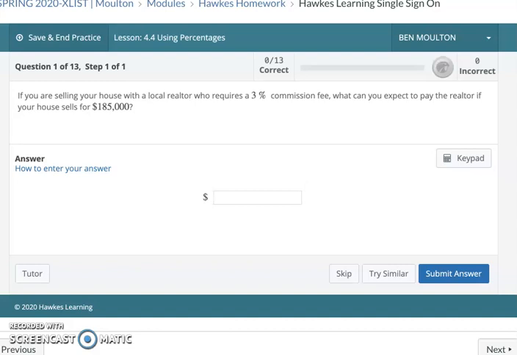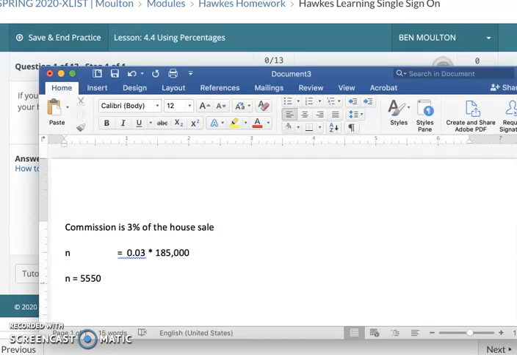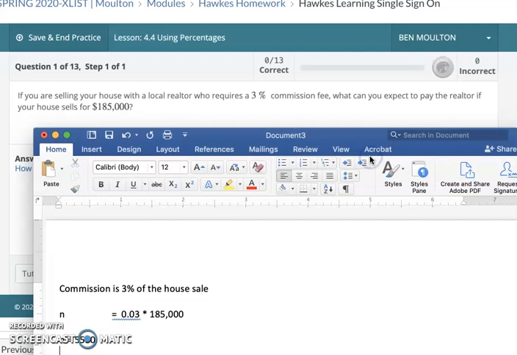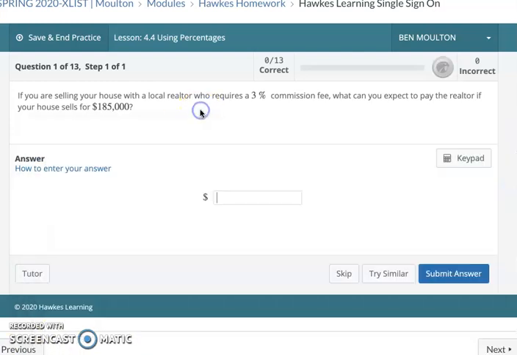Well, I think the best way to set this up is to take a look here. So we're talking about a word problem where our commission is 3% of the house sale. That's how much the realtor is going to get out of this. So it's your commission, you don't know it, call it n, or whatever variable you want. Is means equals, 3% is 0.03, of means multiply, house sale, they give you that, it's 185,000. So in other words, long story short, take 0.03 times 185,000, you come up with $5,550.